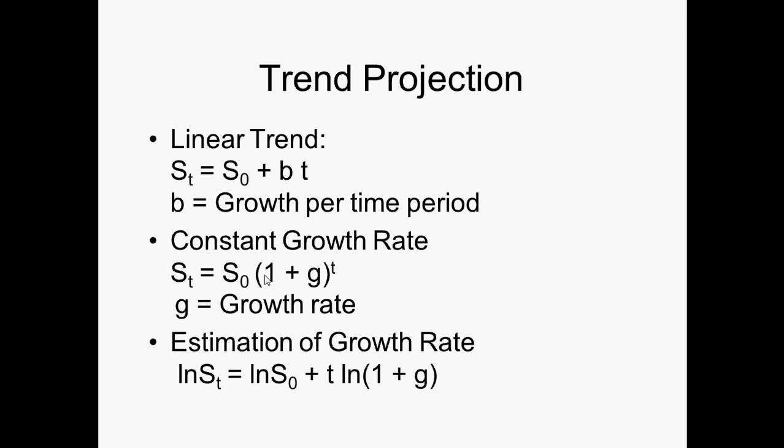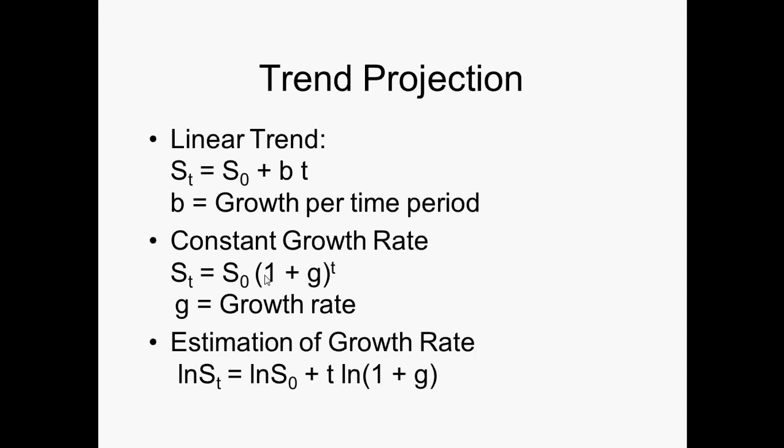G then is the growth rate. So G tells you that if G is 5%, for example, the quantity is typically going to be 5% higher in each period than it was in the previous period.